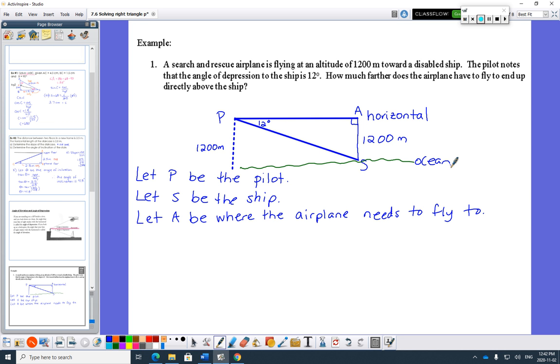Because I already used blue. I know, I'm sorry, Claire. It's a dirty ocean.